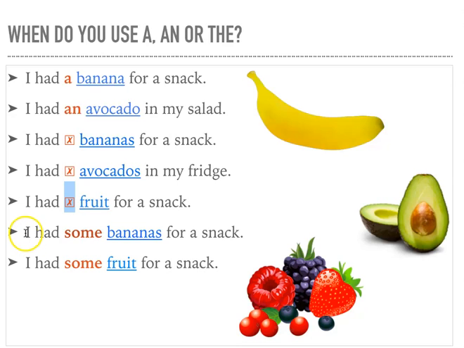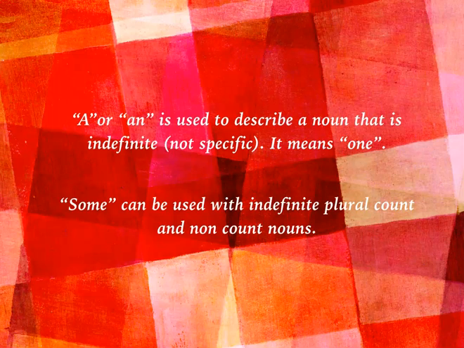For the last examples, we have the quantifier some, which can be used for plural nouns. For example, I had some bananas for a snack, or I had some fruit for a snack. When we use the word some, it means that we can count this particular noun. This is a countable noun. Some might include 2, 3, or 4. Thereby, we can use the word some.